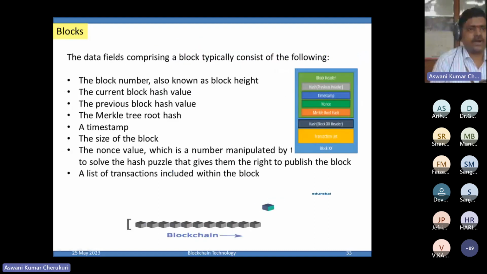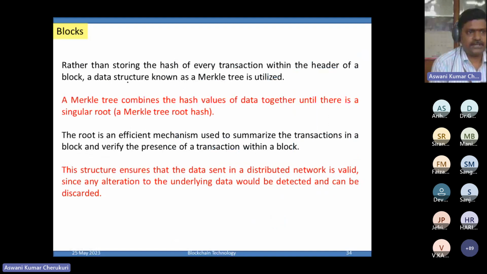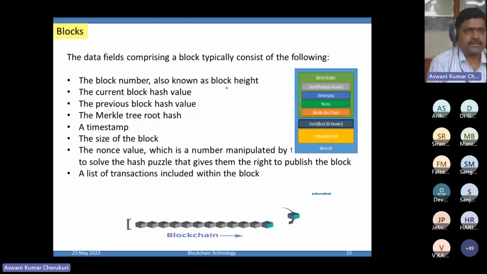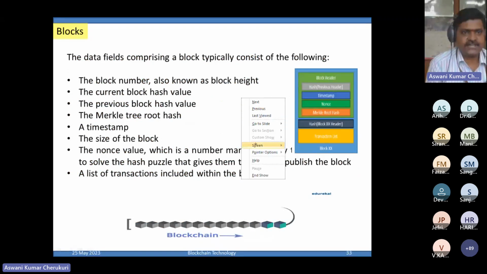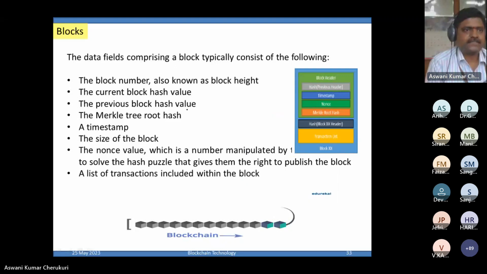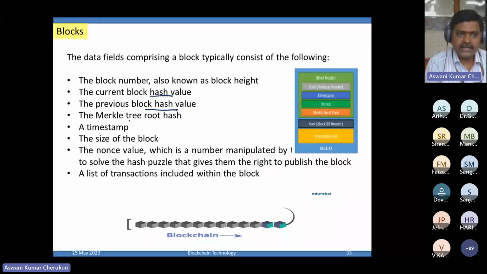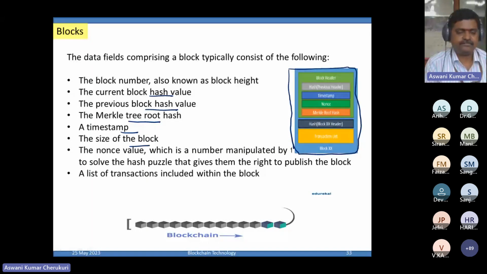So this is how a block typically looks. What does a block contain? A block contains the block number, and there are other fields such as block hash value, previous block hash value, Merkle tree root hash, timestamp, and size of the block. These are all the details of the block. Now you see here, these are all the contents of the block. So this is what a block looks like. We will understand what all these things are.